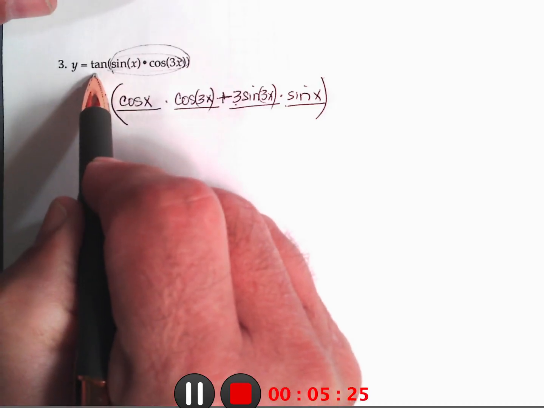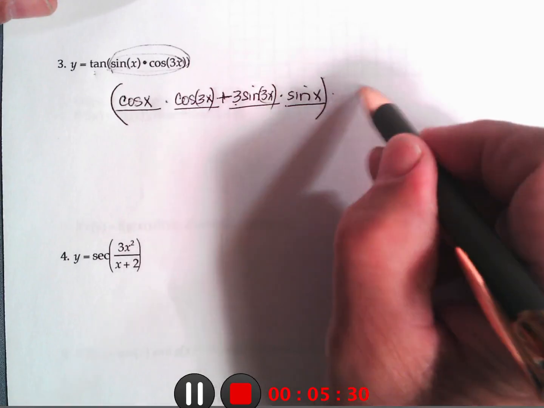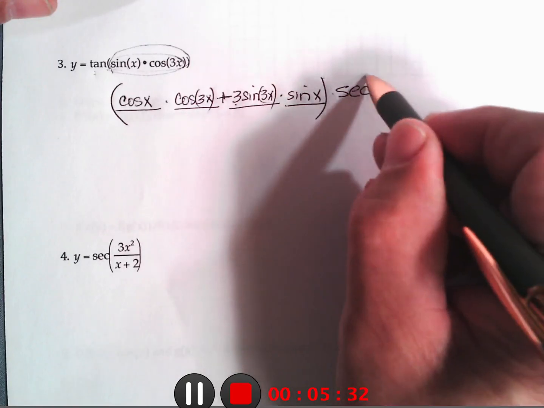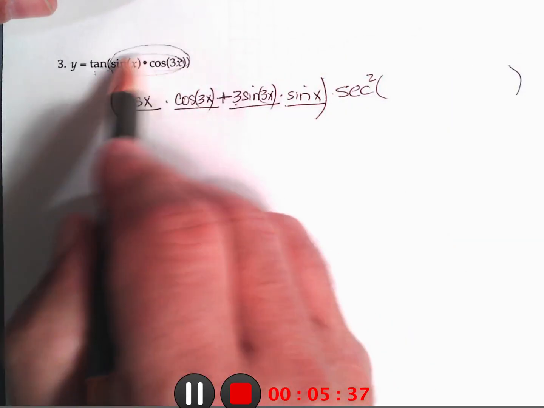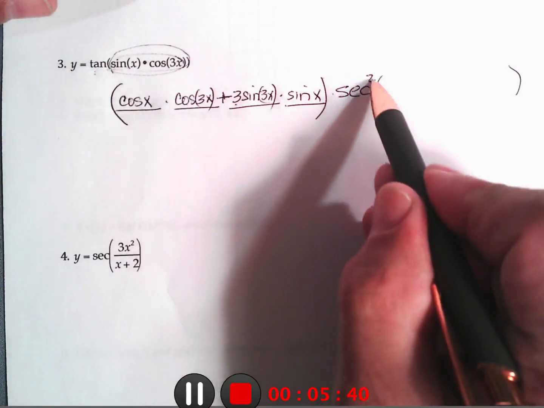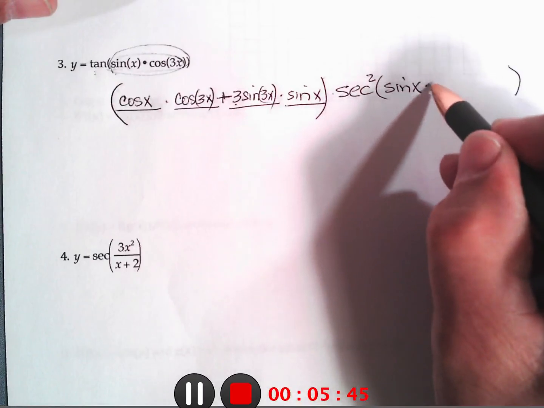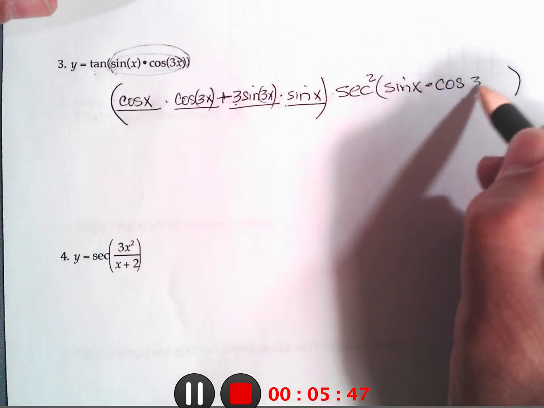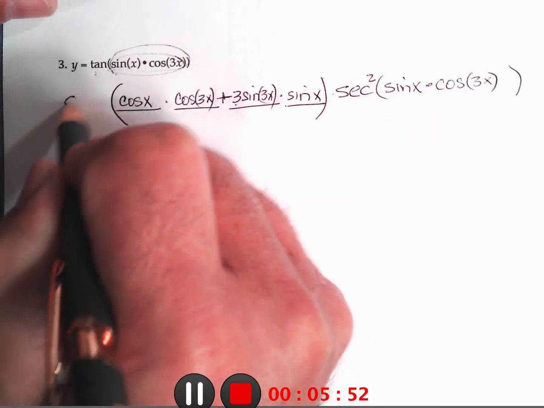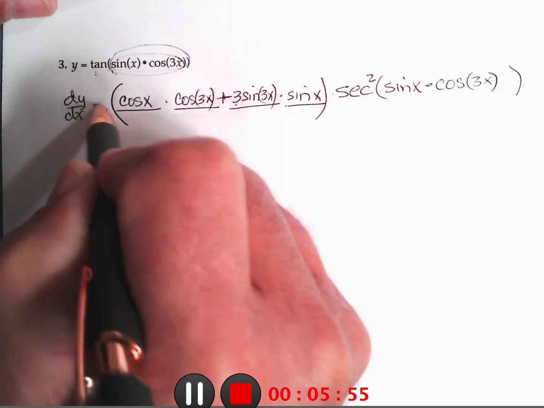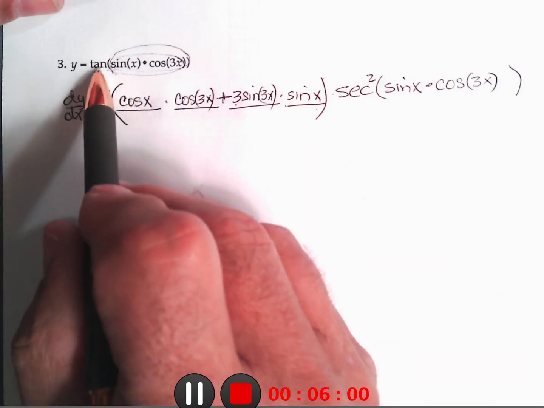Now the derivative of the tangent is secant squared of what was inside it. What was inside it was all this, so it's secant squared of sine of x times cosine of 3x. So that's dy dx. Derivative of the inside times the derivative of the bigger picture of the inside.